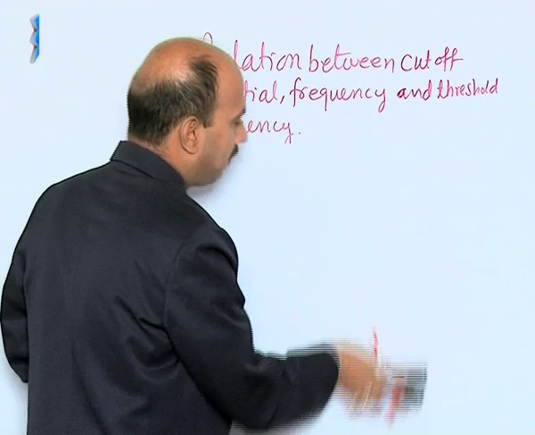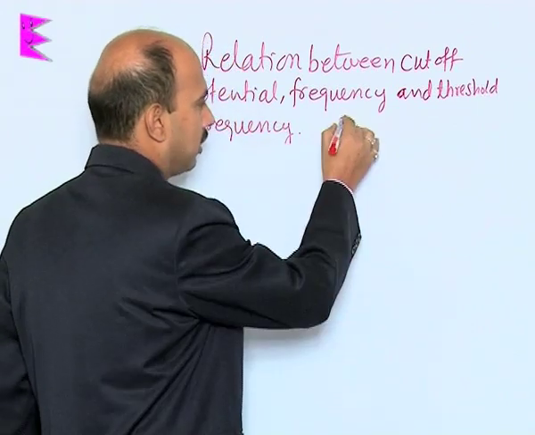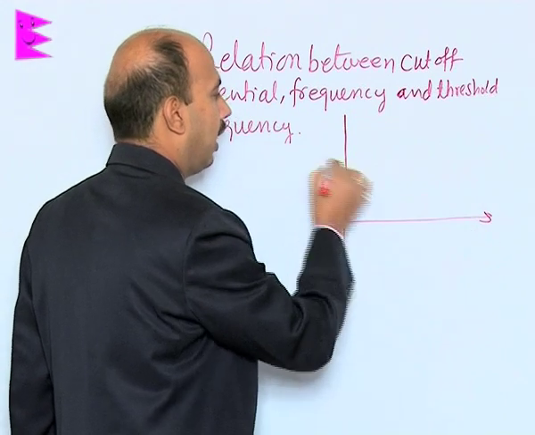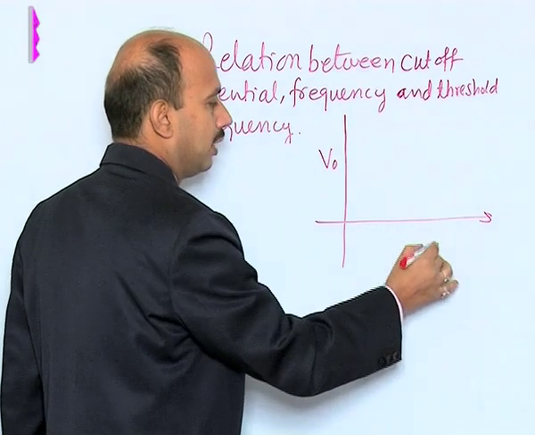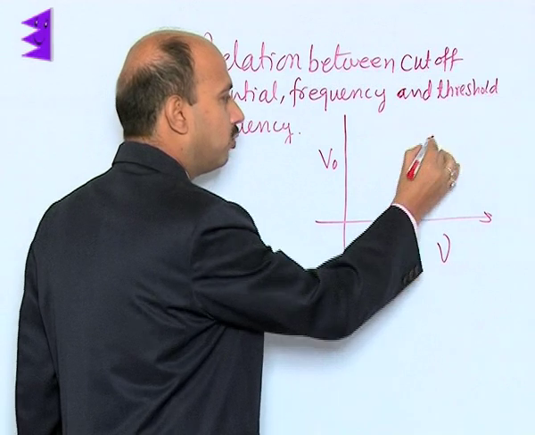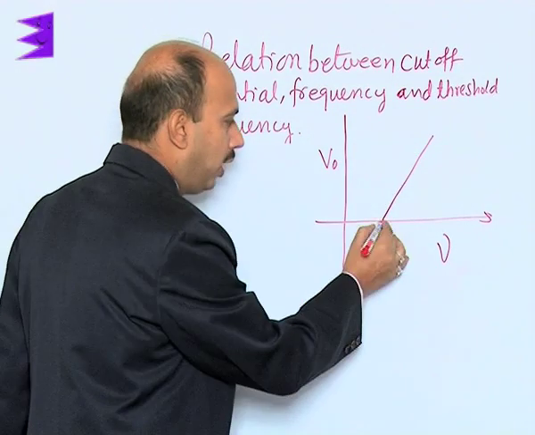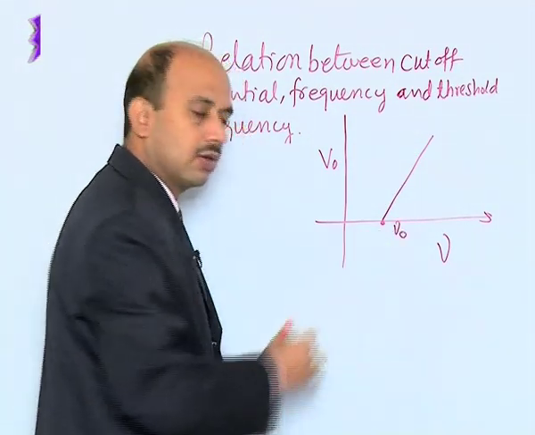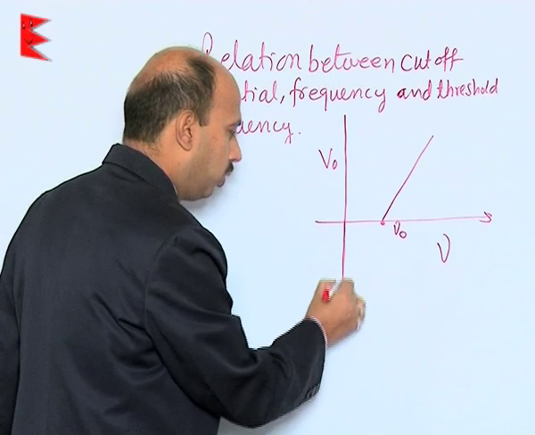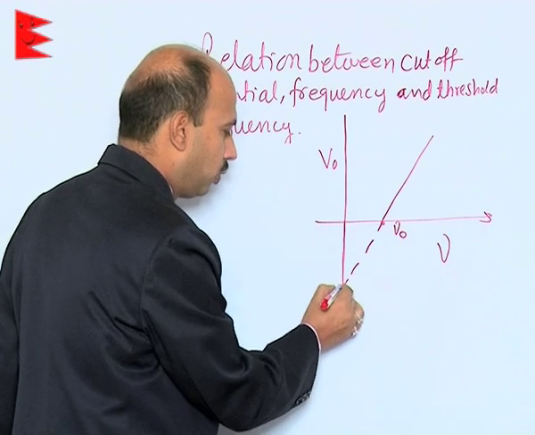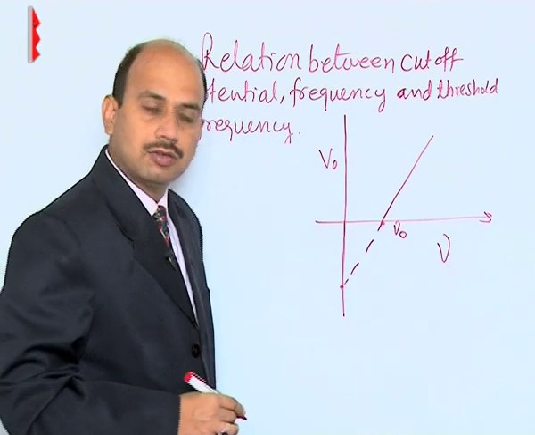If you draw the graph between cutoff potential, here V naught, and here frequency, the graph is obtained like this. This point is known as threshold frequency. When we produce this graph, it goes and meets over here, that is the intercept.